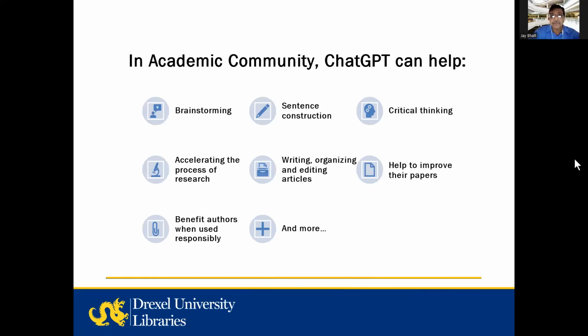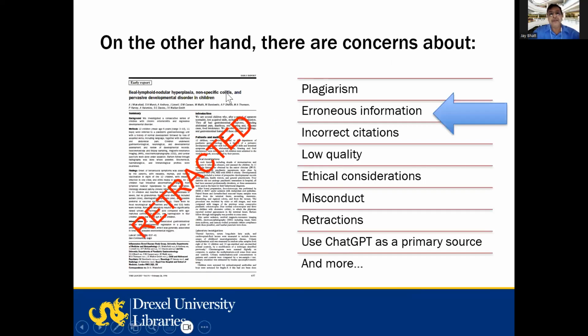ChatGPT can really help in brainstorming and helping students think about different ideas, critical thinking, writing, editing articles, and how to improve their papers and more. And there are so many other applications already developed every day. But as I mentioned, there is the possibility of scientific misconduct, and when a paper is retracted in the main journal, you will see on every page that it is retracted because of erroneous information. It is not critically evaluated, and we don't know where the true information is coming from.